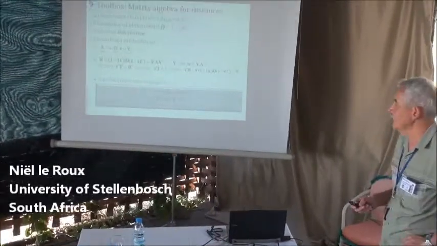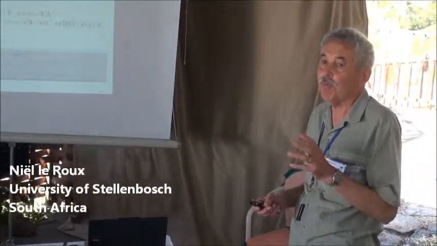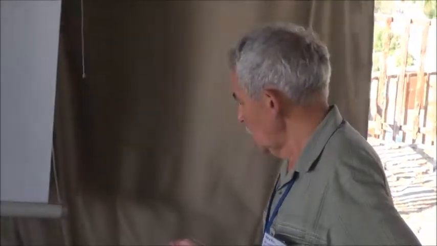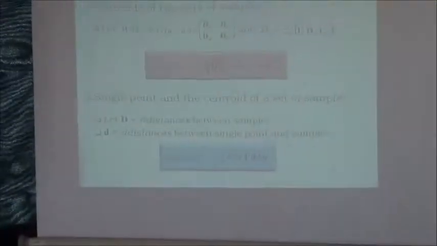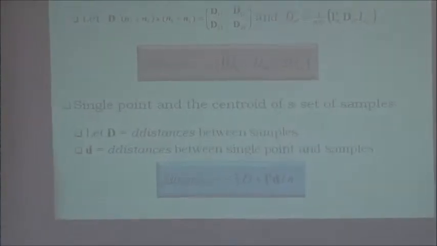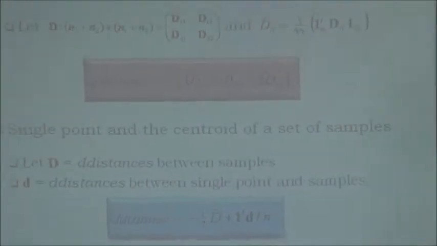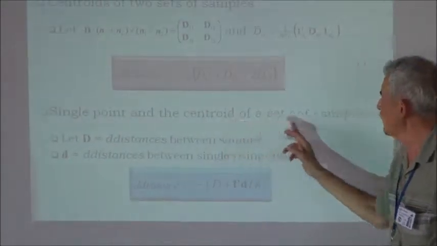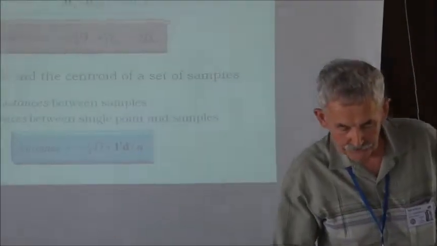And then thirdly, the embedding of a new point in that space. Special for all the distances in here. Then we have the distance between a single point and the centroid of a set of size.